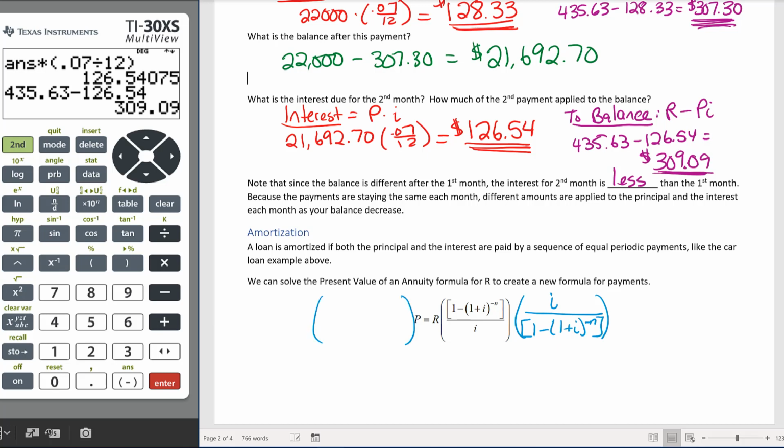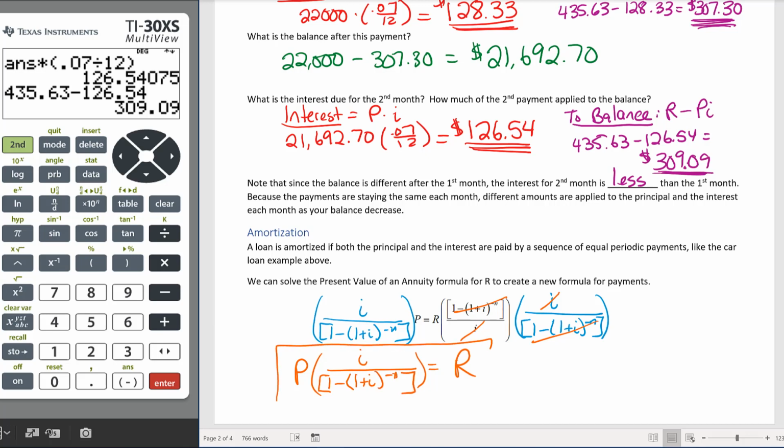If you do it to one side, you have to do the same thing to the other side. Notice that the numerator and the denominator divide out to 1 on the right-hand side, and the denominator and the numerator also divide out to 1. So on the right-hand side, we're just left with R. On the left-hand side, I'm going to put the P in the front. P times the I over bracket 1 minus 1 plus I to the negative n bracket.